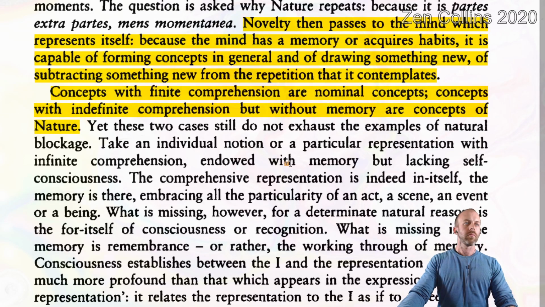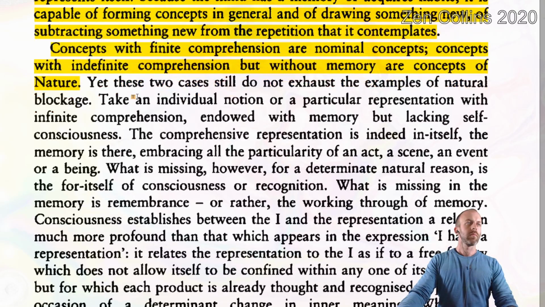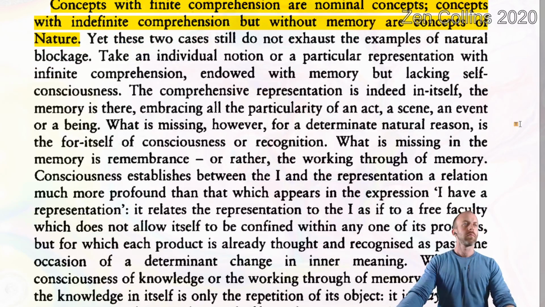Yet these two cases still do not exhaust the examples of natural blockage. Take an individual notion or a particular representation with infinite comprehension, endowed with memory but lacking self-consciousness. The comprehensive representation is indeed in itself. The memory is there, embracing all the particularity of an act, a scene, an event or a being. What is missing, however, for a determinate natural reason, is the for itself of consciousness or recognition. What is missing in the memory is remembrance, or rather, the working through of memory.